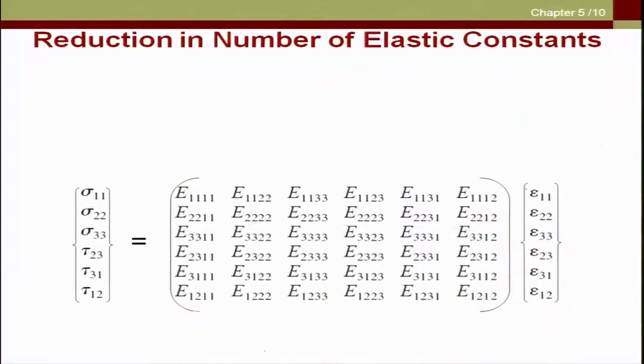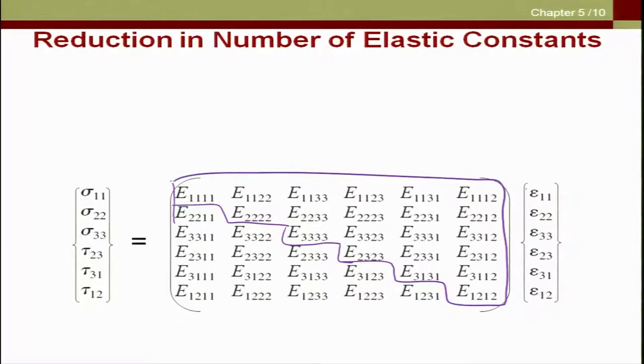If that is the case, then how do these equations work out? Earlier we showed that, because of strain energy considerations, these are the only independent elastic constants, right? Because this matrix is symmetric. So, for full anisotropy, we have 21.